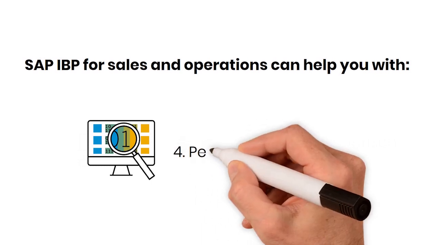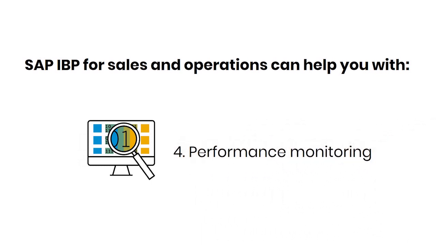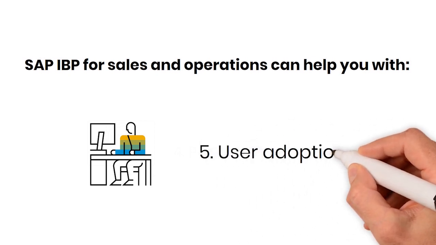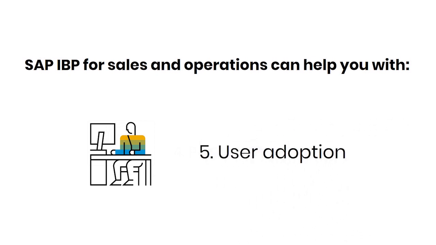4. Performance monitoring. Measure actual performance against plans and monitor for future misalignment between operational and strategic plans and fast recalibration. 5. User adoption. SAP S&OP provides an easy-to-use Excel-based interface with embedded best practices and industry-specific templates.